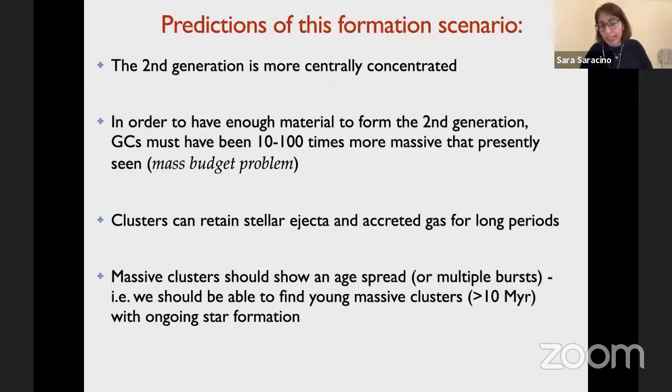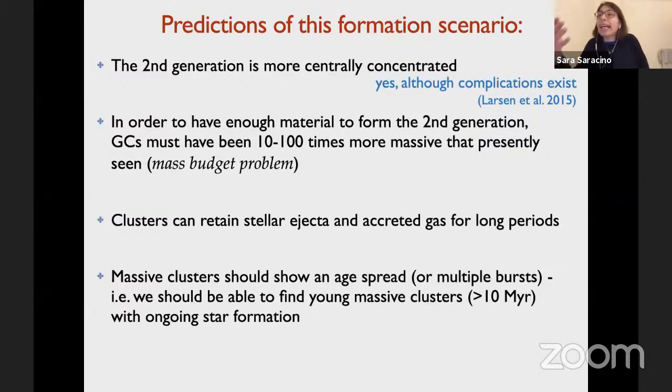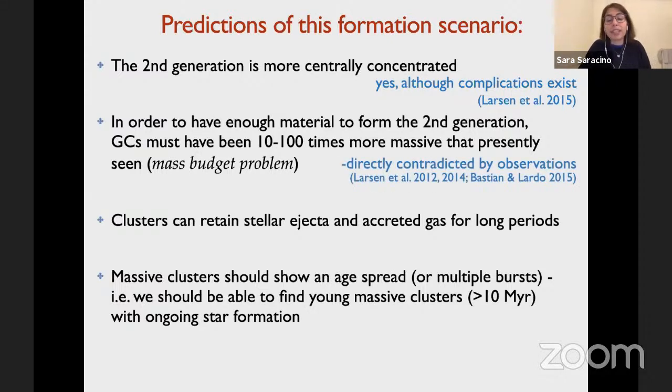representing all the others. So for example, to give you an idea, one of the predictions of this formation scenario is that the second generation is more centrally concentrated, and this is actually true, at least for most of the globular clusters that we observe. We see that the second generation is more centrally concentrated than the first one. So in this case, the prediction is confirmed.